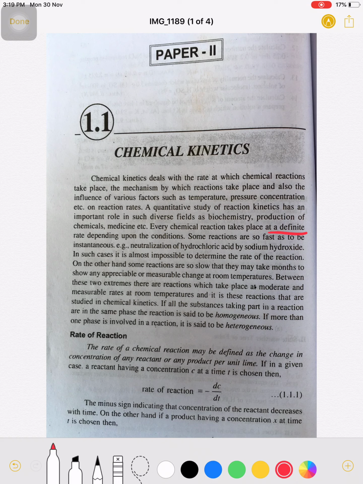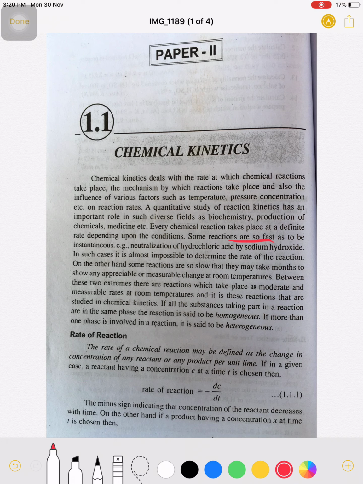When we study these reactions in the lab, we must know exactly what time it takes to complete the reaction, that is, how the reactant is converted into product, which is calculated in terms of the kinetics of reactions. Some reactions are so fast as to be instantaneous, meaning within a fraction of a second the reaction gets completed. We cannot determine the rate of such reactions.